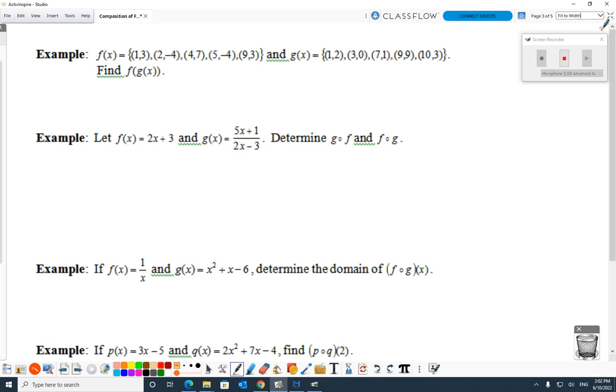And there's g. g goes 1, 2, 3, 0, 7, 1, 9, 9, 10, 3. And this says find f at g at x. Find all the possibilities here. Okay. Step 1. Think about g at x. What can g do? Because g is going to act first.